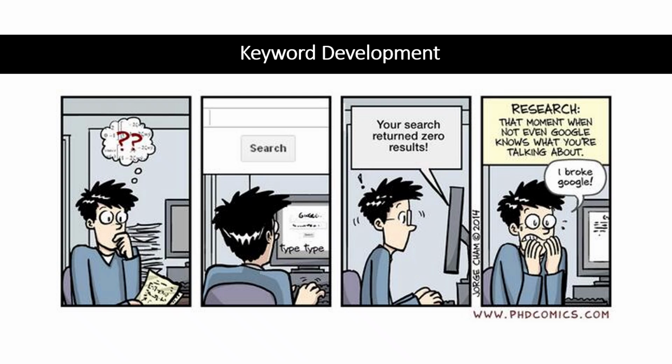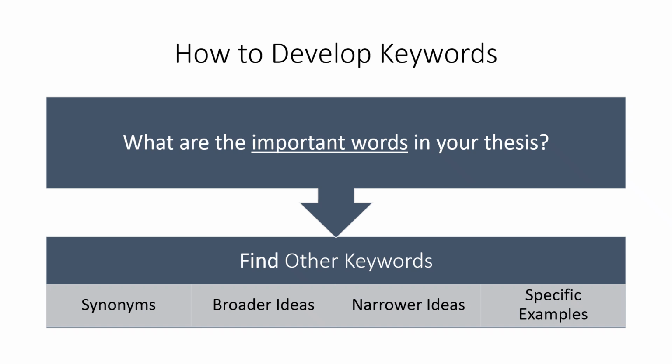Keywords are the terms you use to find articles, books, or other pieces of information. Keywords are the main points of your thesis. The easiest way to find your first keywords is to underline the important words or terms in your thesis statement. Next, look at the words and think of other related words you could use. This is a great time to try thesaurus.com to find synonyms. You can also broaden or narrow your terms.